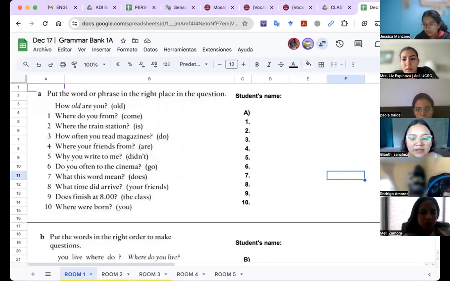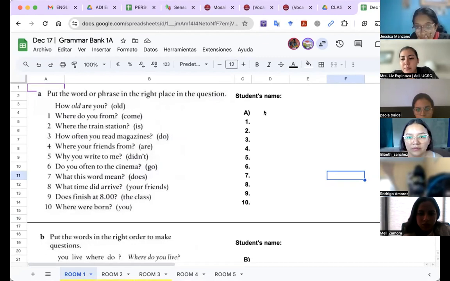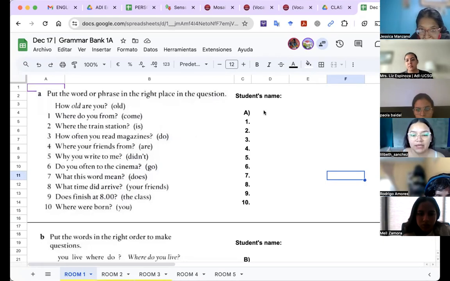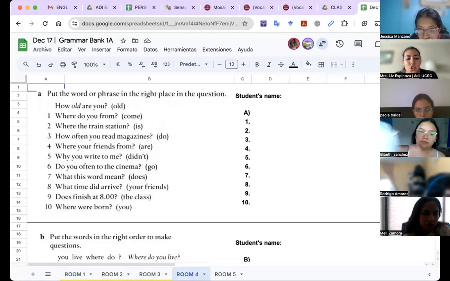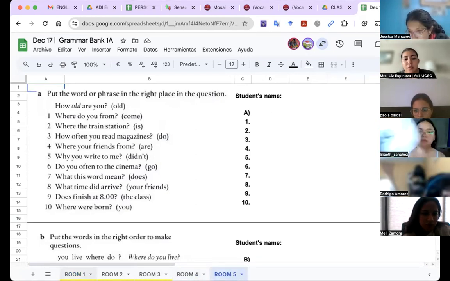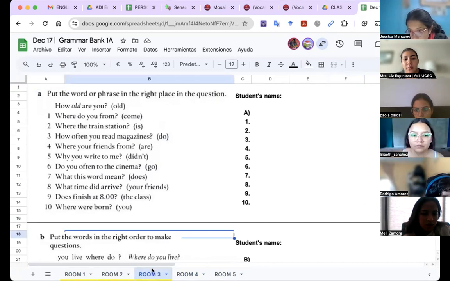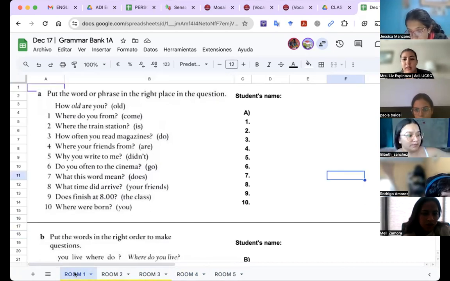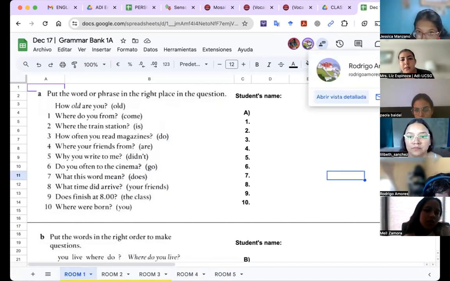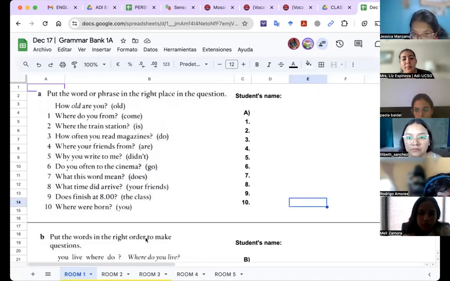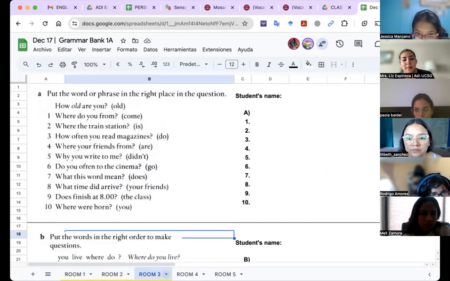Miss, pero que tenemos que responder todo o donde ponga nuestro nombre. Only where you have your name. You can answer only B or only A. You choose, okay? You cannot choose room 4 and 5. Only choose 1, 2, or 3, okay? So, please write your names. Who else is in the document? Rodrigo. So, Rodrigo and Lilibet, write your names, please.